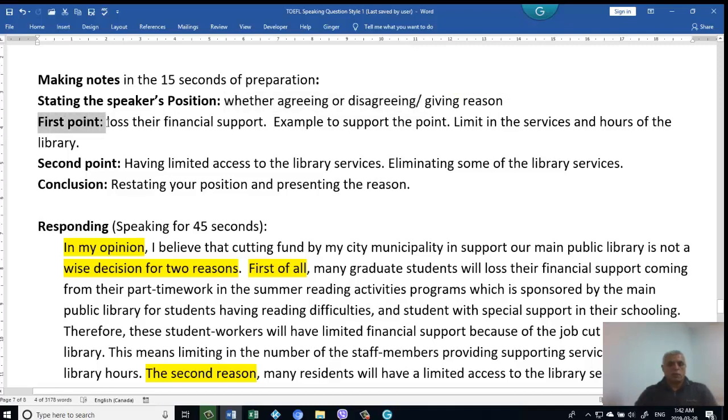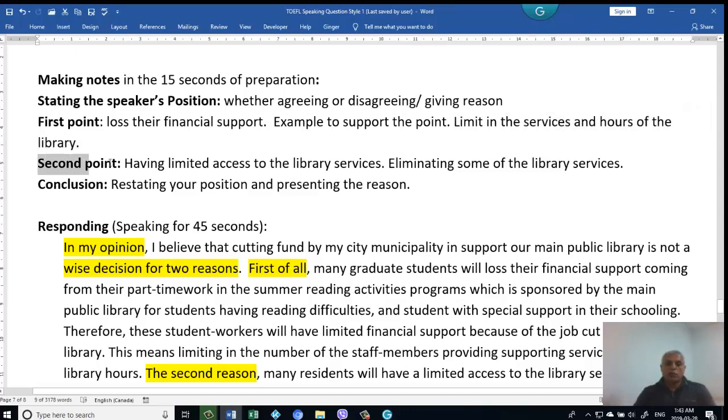First point: lose their financial support. Here I don't agree with what this municipality did, so I'm saying lose their financial support. This is just short notes. Examples, to support the point: limited service and hours of the library.